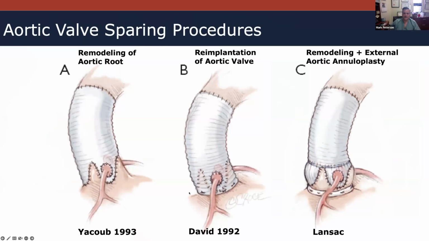Here are the various types of operations we do when we're considering valve repair. In the cardiac surgery literature and at meetings, people seem to be divided very emotionally into two groups. One is the Yacoub camp, the other is the David camp. The Yacoub is known as the remodeling procedure, whereas the David is known as the reimplantation procedure. Both are aortic root replacement operations. Both require mobilization of the coronaries.